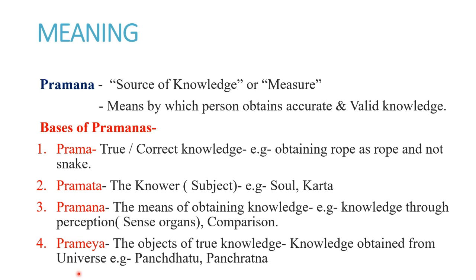So there are four bases of Pramanas. Prama, which means true or correct knowledge. Pramata, which means the knower. Pramana, which means the means for obtaining knowledge, and Prameya, that means the objects of true knowledge.